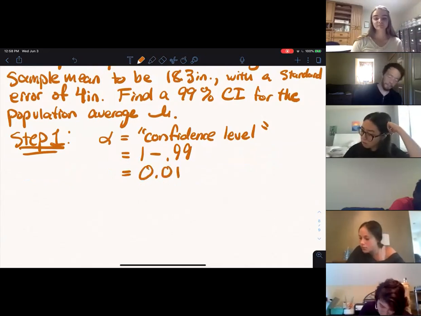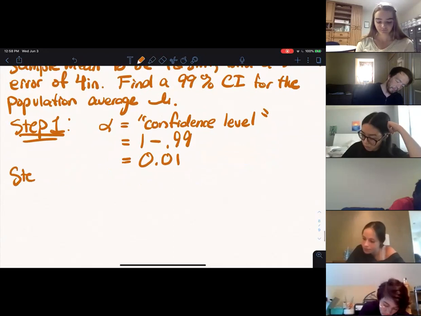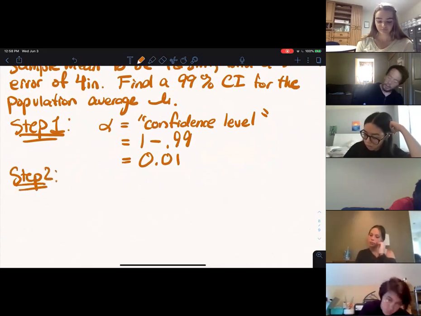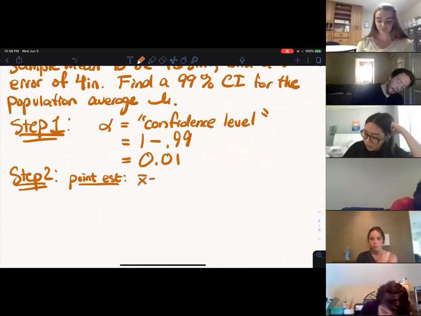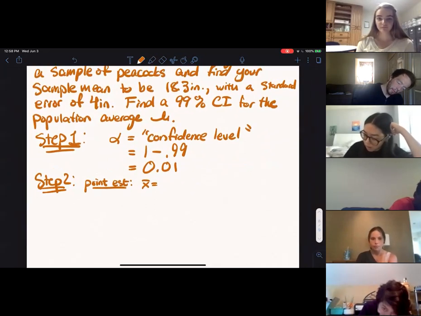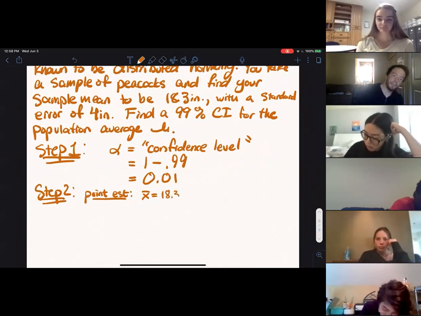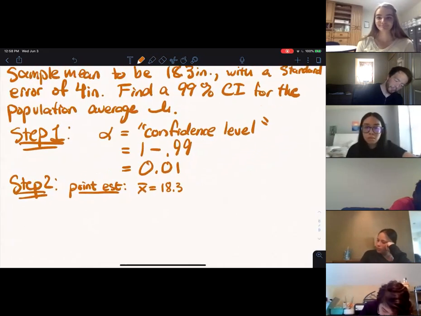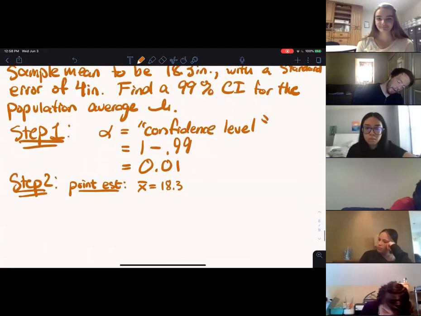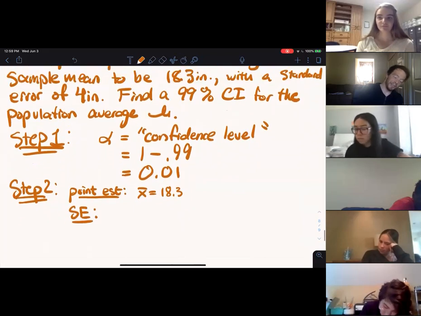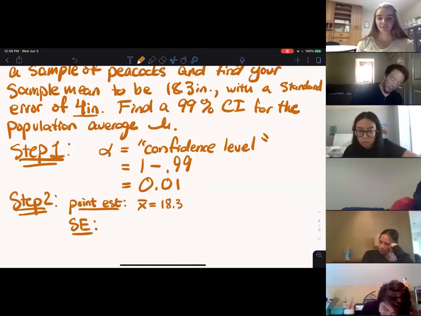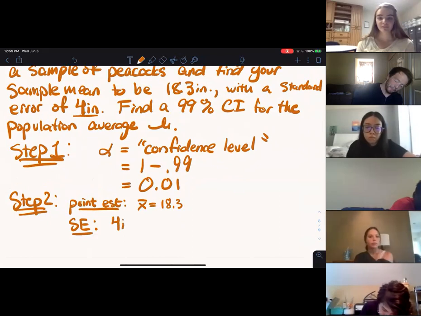So that's step 1. Step 2, let us calculate all of our different parts. So our point estimate is just going to be x bar, which I think we get in the problem, right? 18.3. Cool. Our standard error is actually just given to us. We don't need to do anything fancy. It told us that the standard error is 4 for this problem. So we got a little bit of a freebie in that regard.